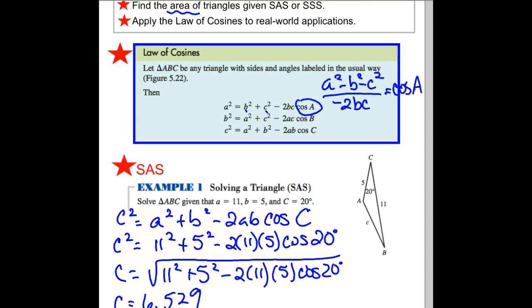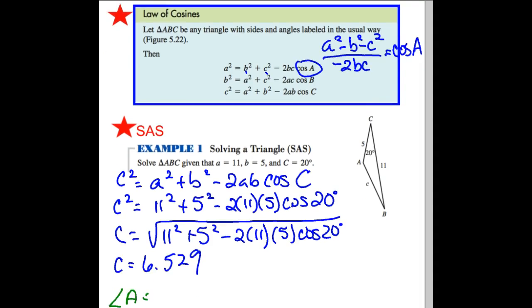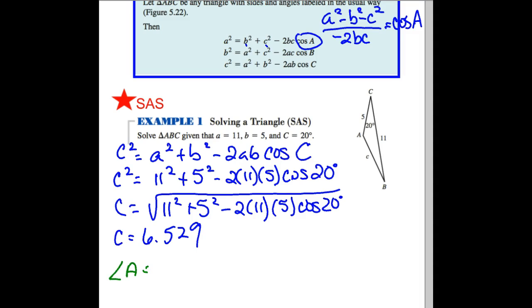Yes? Since you know all the sides, could you also use like the inverse trig options? If it's a right triangle, you can use SOHCAHTOA, but we don't have a right triangle. We don't know that we do. Okay, so we're going to find angle A using this option.